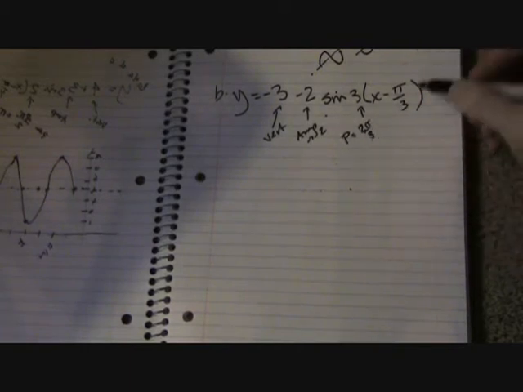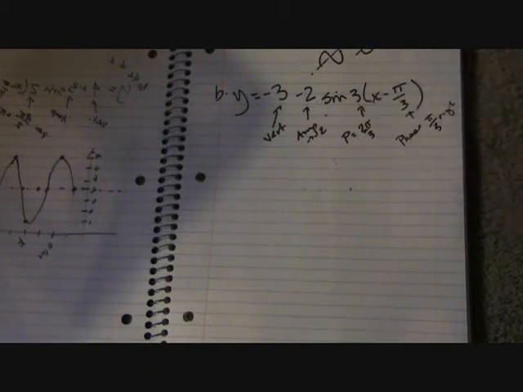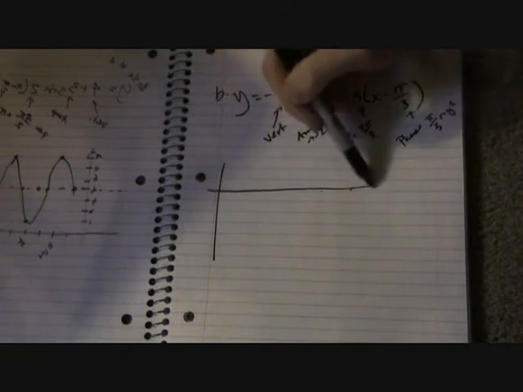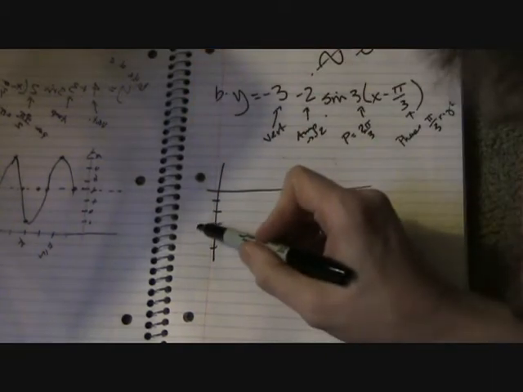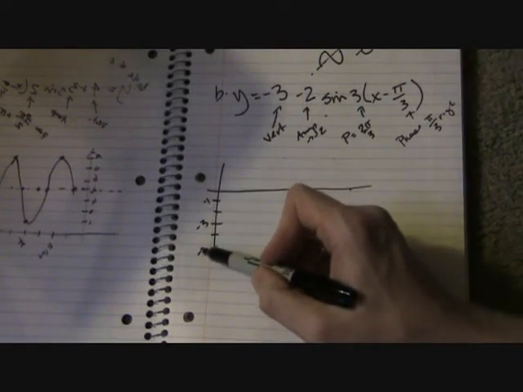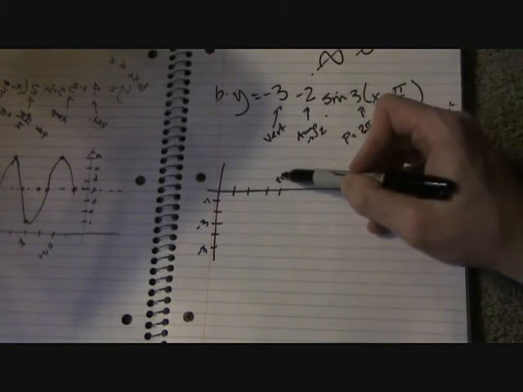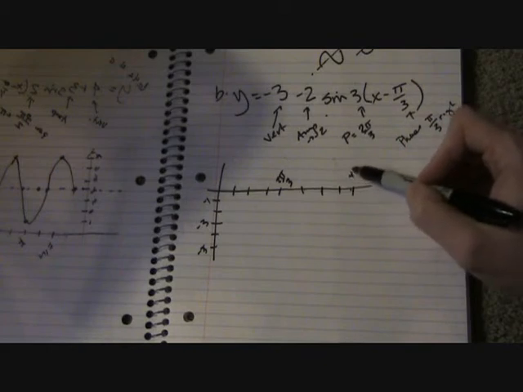And then your phase shift is going to be pi over 3 to the right. So it's actually going to go a full half cycle. In graphing this, we want to start lower. So I've got negative 3 here. It's going to go as high as negative 1 and as low as negative 5. 1, 2, 3, 4. That's going to be 2 pi over 3. 1, 2, 3, 4. That's going to be 4 pi over 3.